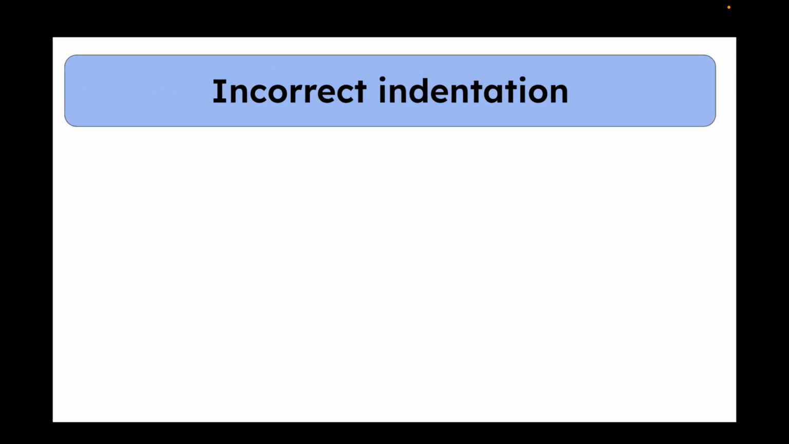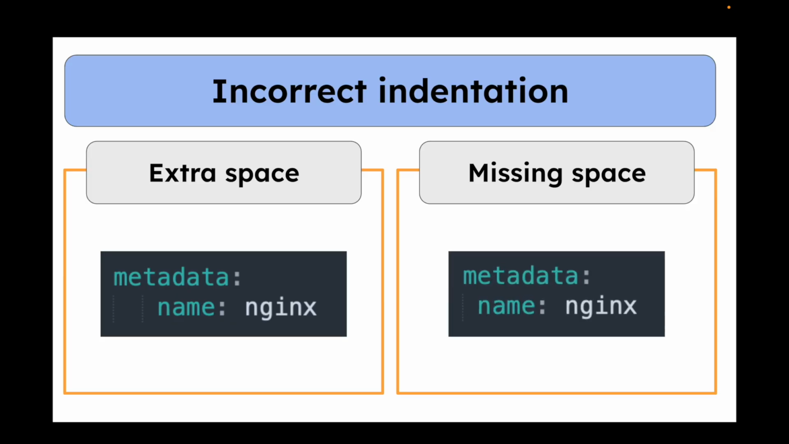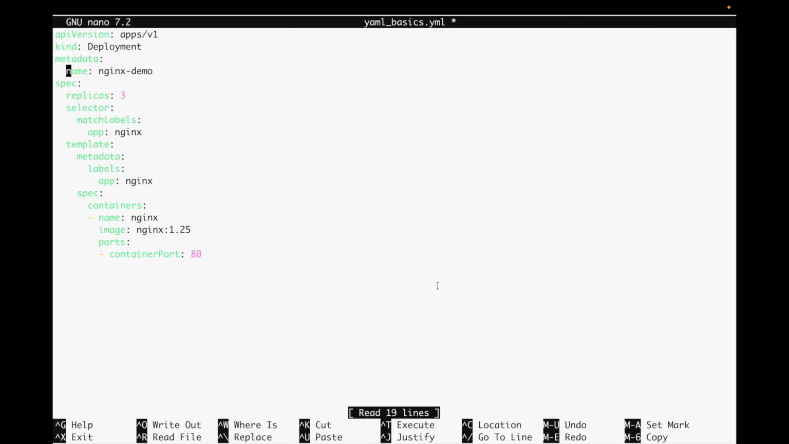The second mistake is incorrect indentation. So one extra space or missing spaces can completely change the structure. So here I have an extra space, whereas here I have a missing space. So this can also cause issues with your YAML parser. Your YAML parser will throw an error. So in this case, if I'm missing a space or if I'm giving an extra space, that can also be a problem. So always try to follow a standard of two spaces. That's the standard that is recommended.